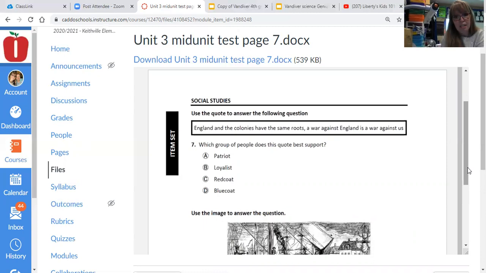England and the colonies had the same roots. A war against England is a war against us. So this sounds like a statement saying England is the same as us. So that's not an English person saying that. That is a person in the colonies siding with the English. So that would be a loyalist, B.